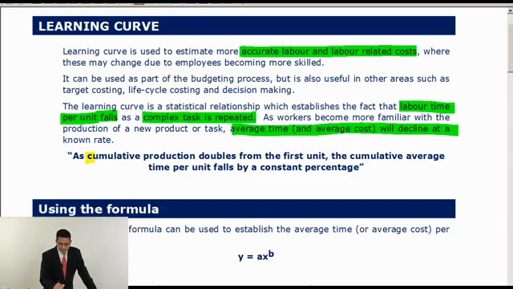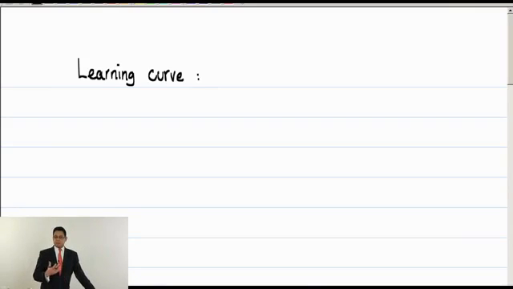It says, as cumulative production doubles from the first unit, the cumulative average time per unit falls by a constant percentage. Cumulative means total. As total production or output doubles from the first unit, the cumulative average time per unit falls by a constant percentage. Let's understand this with the help of a little example.